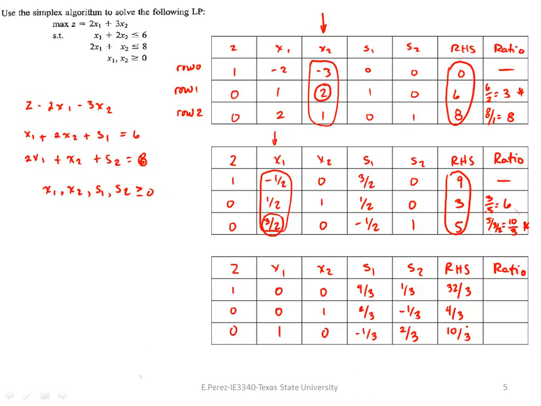Is there any negative values here? So that's the optimal solution. No negative values in the first row, row 0. That means you found your optimal for the maximization problem. So this is optimal.